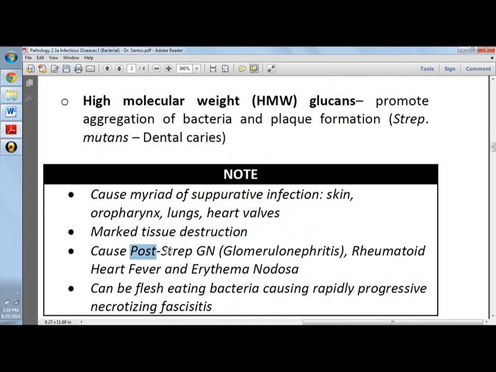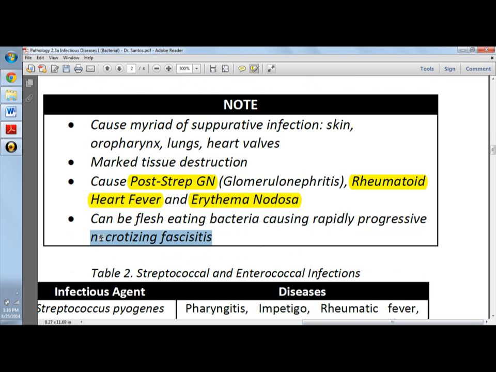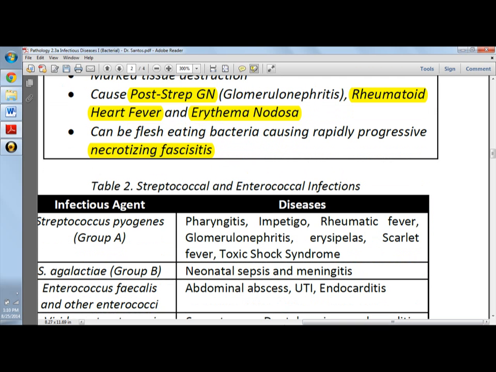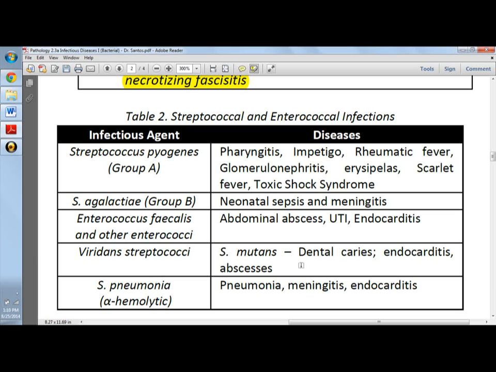And then also it causes post-streptococcal glomerulonephritis, rheumatic heart fever like what I said, and erythema nodosum. Yeah, these three are very important, right? And then it can be flesh-eating bacteria and causes rapidly progressive necrotizing fasciitis. For the diseases, we have this table. The strep pyogenes can cause pharyngitis, impetigo, rheumatic fever, GN, erysipelas, SF, and TSS.